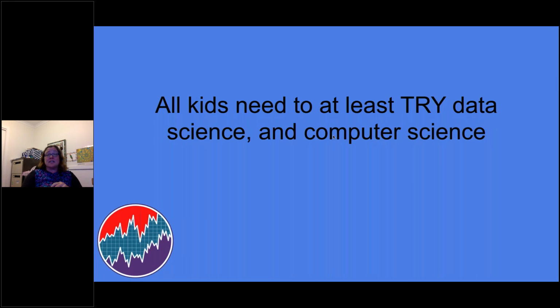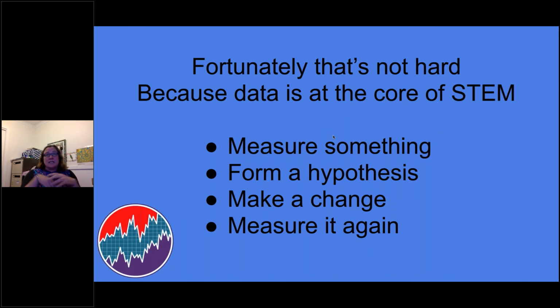I am a computer scientist. I would like everybody to learn to code, but realistically, that's not going to happen tomorrow. So where do we start? Well, fortunately, it's not hard to start because data is really at the core of STEM. Measure something, form a hypothesis, make a change, and measure it again. That's the scientific method, and it's also fundamental to the way we can do data science.